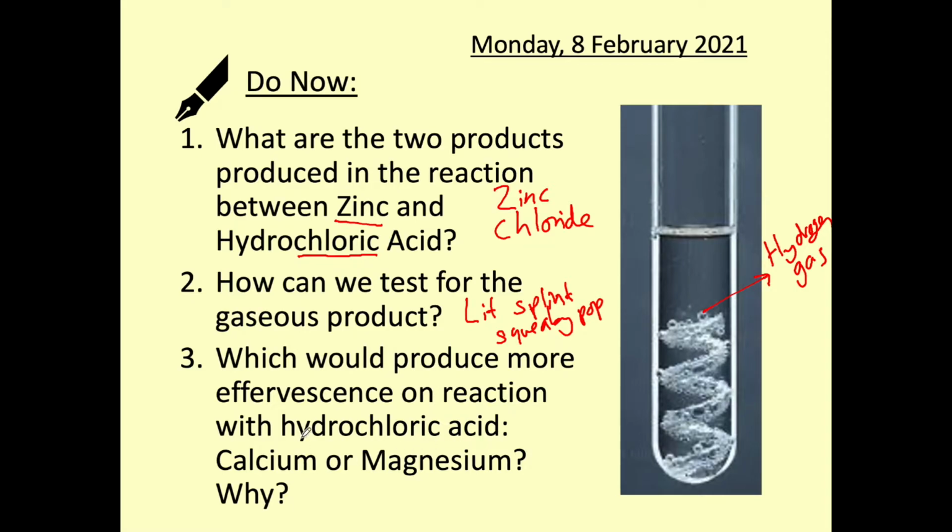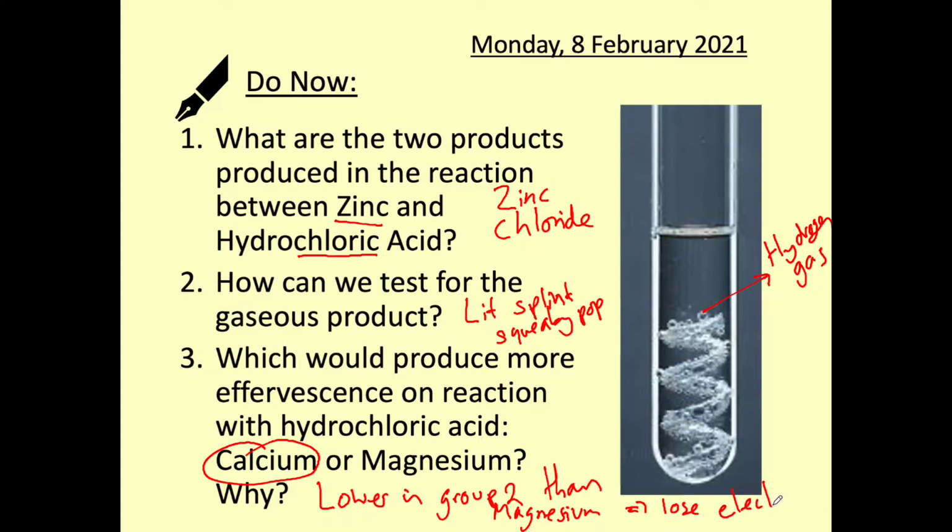which would produce more effervescence on a reaction with hydrochloric acid, calcium or magnesium. So the answer to this is calcium, and that is because calcium is lower in group 2 than magnesium, and that means that it can lose its outer electrons easier than magnesium, because they are further from the positive nucleus and therefore there is a weaker attraction holding those outer electrons and therefore they get lost easier.